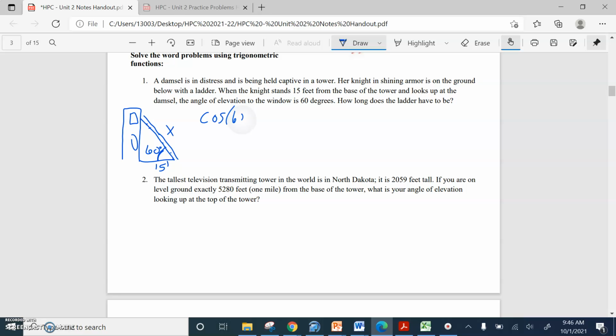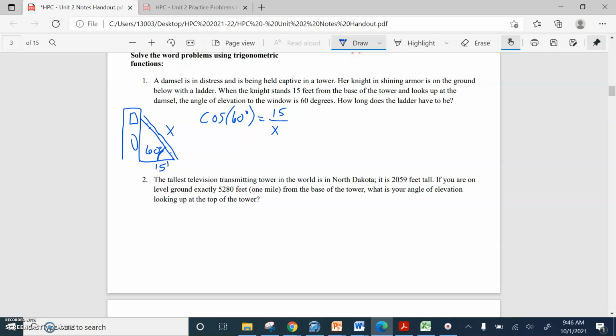cosine of 60 is, let's see, 15 feet over x. Now, in these types of problems, and I've mentioned this before in class and in previous videos, I think, but if I haven't, I'll say it now.